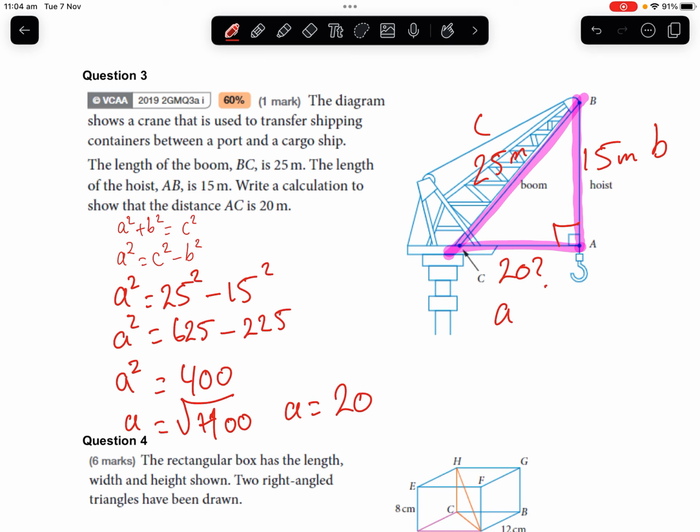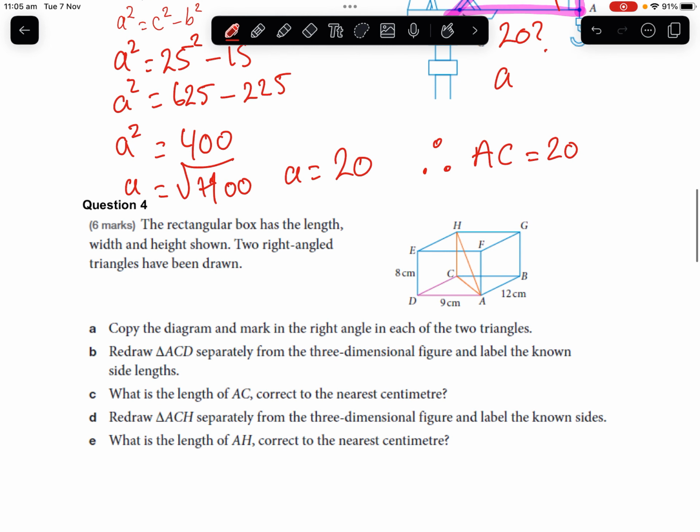So we've proven that AC is equal to 20. If we want to be 100% obvious, we can write AC is equal to 20.